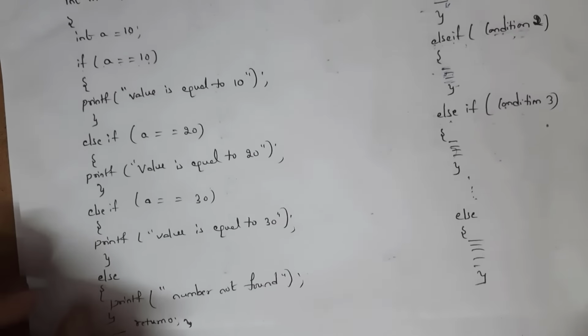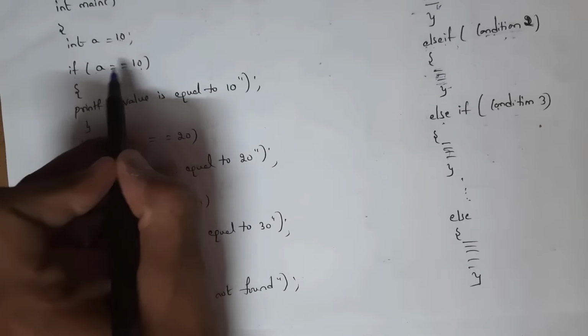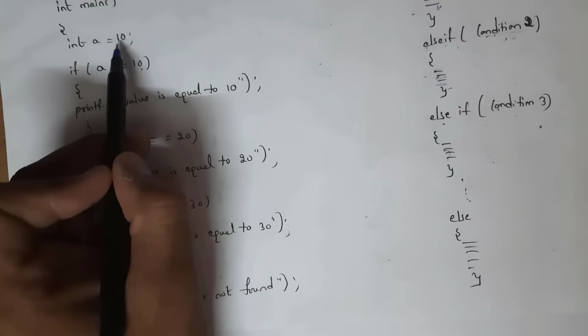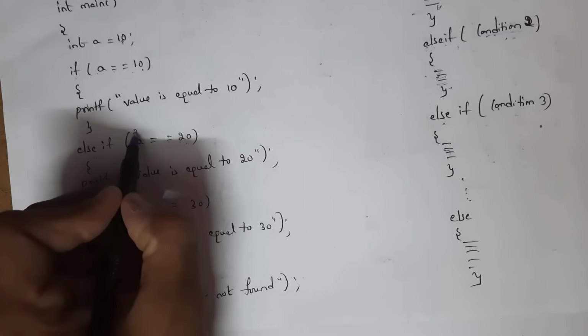Here I given value of a as 10. 10 is equal to 10. This condition is true. So I will get output as value is equal to 10. Here in place of 10, if I give here 20, 20 is equal to 20.